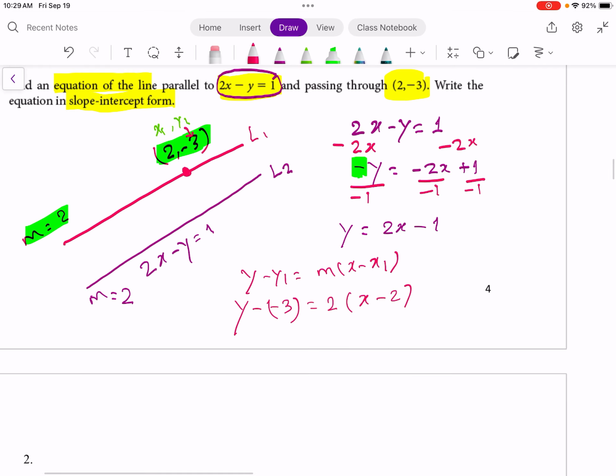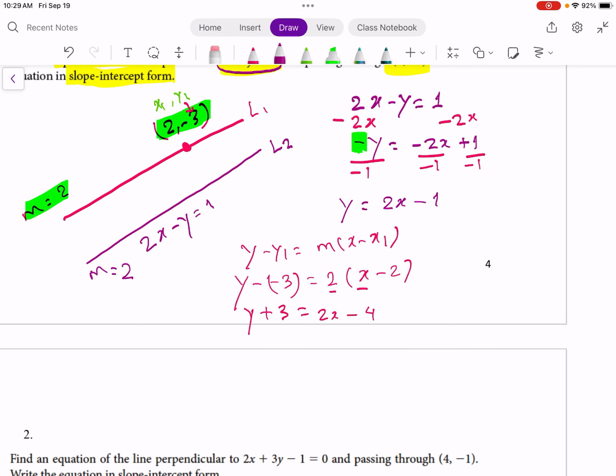Now let's simplify and solve for y. So this is y plus 3 equals, you distribute 2 times x, 2x, 2 times -2, -4. Now you subtract 3 because we are solving for y. Our y is 2x minus 7. And this is the equation of our line L1. It means this is the equation that we wanted to find here.